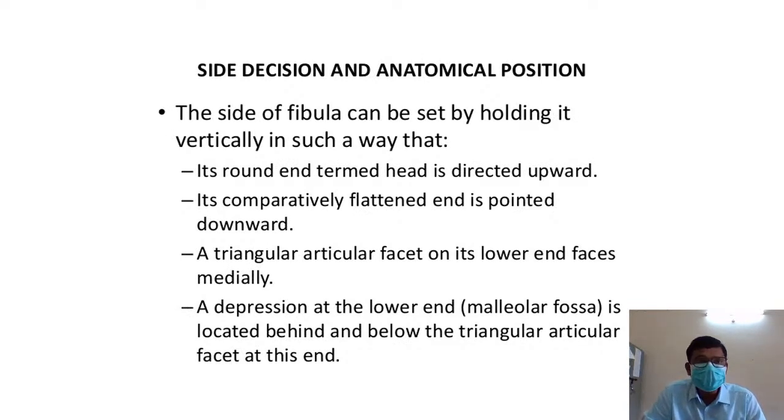How to determine the side and also the anatomical position of the fibula? In order to identify the anatomical position and side, the fibula can be set by holding it vertically in such a way that its rounded upper end, called the head, is directed upwards, and its comparatively flattened triangular end is pointed downwards. A triangular articular facet is seen over the lower end, which will be facing medially for the attachment to the talus bone of the foot. And laterally, there is a depression at the lower end which is located behind and below the triangular articular facet of this end.